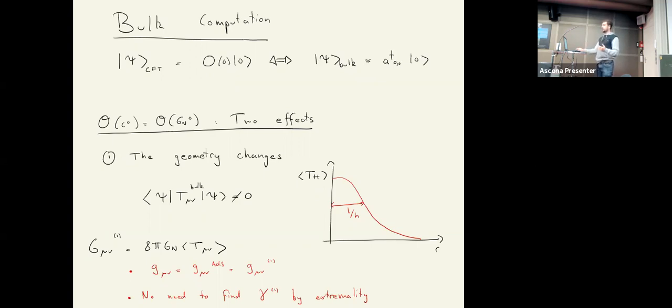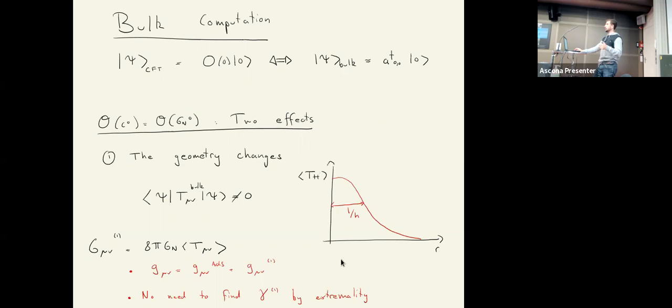And at first order, at order C to the 0 or G_N to the 0, the bulk theory is sort of simple. It's just free fields propagating on an AdS background. And there's two effects that will touch the RT formula. The first one is that the geometry changes. Once you're in the one particle state, you can compute the expectation value of the bulk stress tensor. And it looks like this.